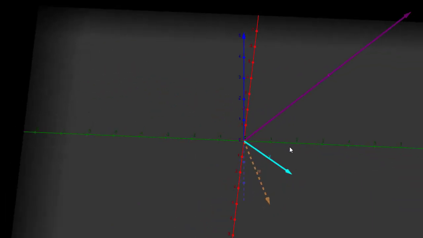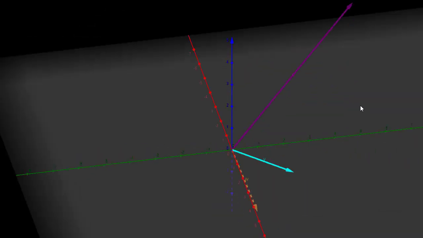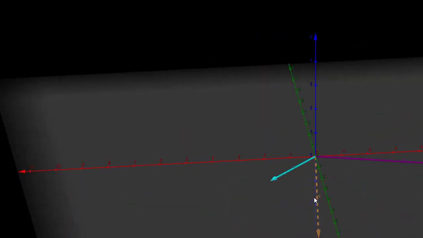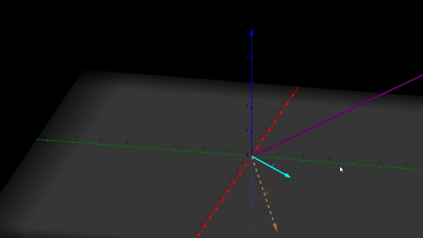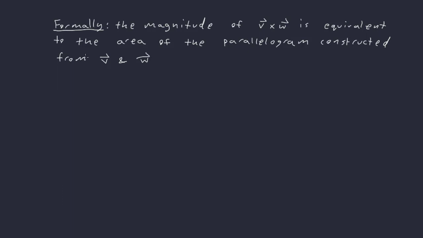So that does look fairly accurate. The magnitude is fairly large, but the area of the perpendicular parallelogram made between these two vectors would also be fairly large. So that does seem to add up. Here it is as promised. Formally, the magnitude of V cross W is equivalent to the area of the parallelogram constructed from V and W. So when we have V, we have W.